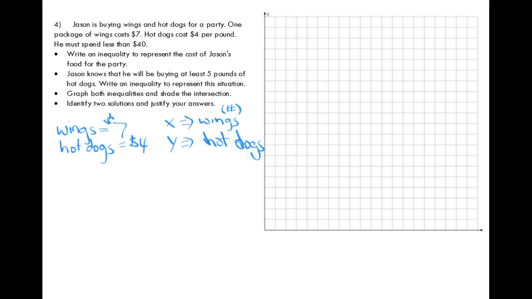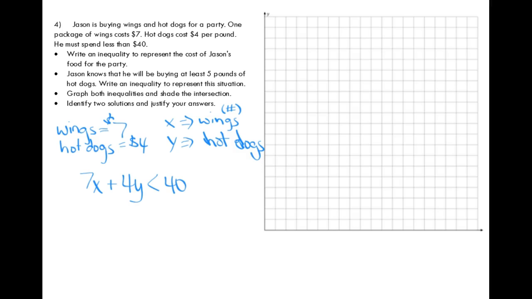So that means if you buy X packages of wings, they cost $7 each, so that's 7X. And I'm going to add that to the Y pounds of hot dogs that cost $4 each. So that's what he'll end up spending right there. We just don't know how much of each he's going to get. But we do know that he wants to spend less than 40. So this sum, this total, has to be less than 40, and that's why this one's an inequality question.